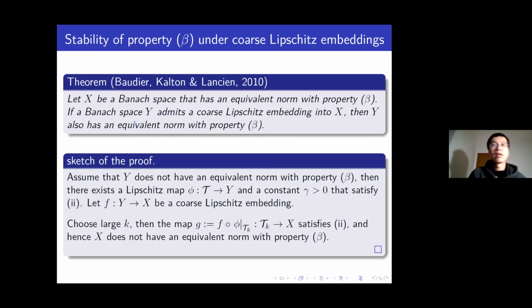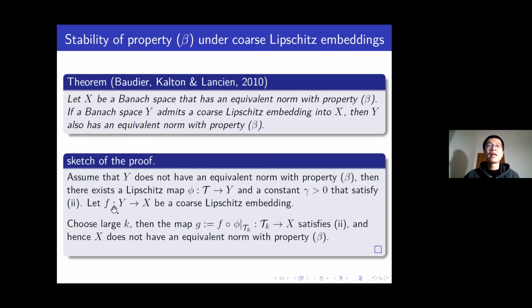So the proof uses our metric characterization. You can assume first, sorry, if Y doesn't have an equivalent norm with property beta, then using our metric characterization, you can find a partial Lipschitz embedding phi from the countably branching tree into Y. Remember phi satisfies two properties. The first one is phi is Lipschitz, and the second one, the vertices that are far apart, their images must be separated. Phi has these two nice properties. Okay, and you can denote the Coarse Lipschitz embedding from Y to X by f.